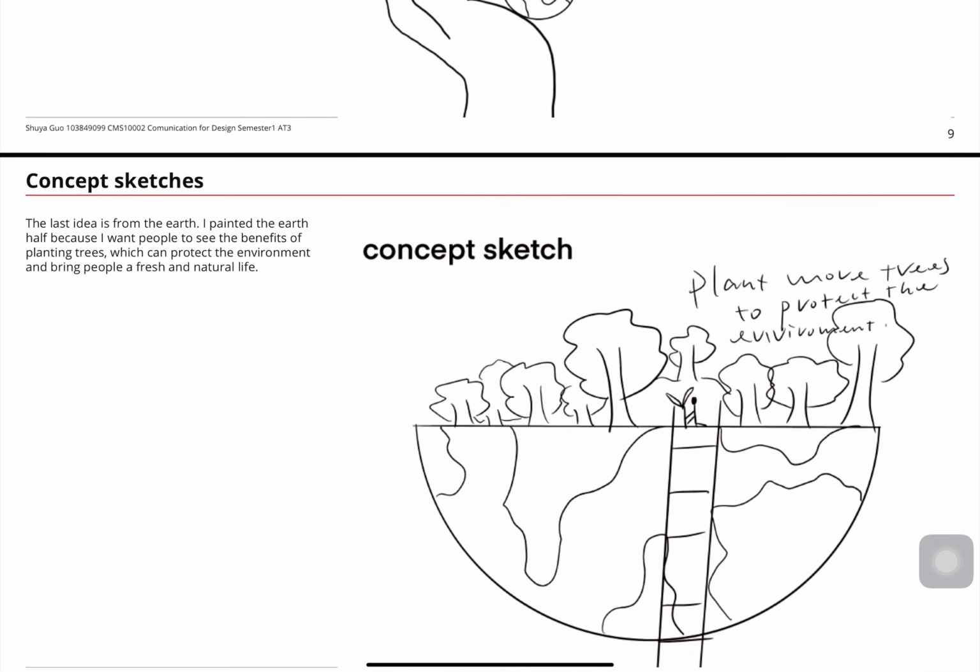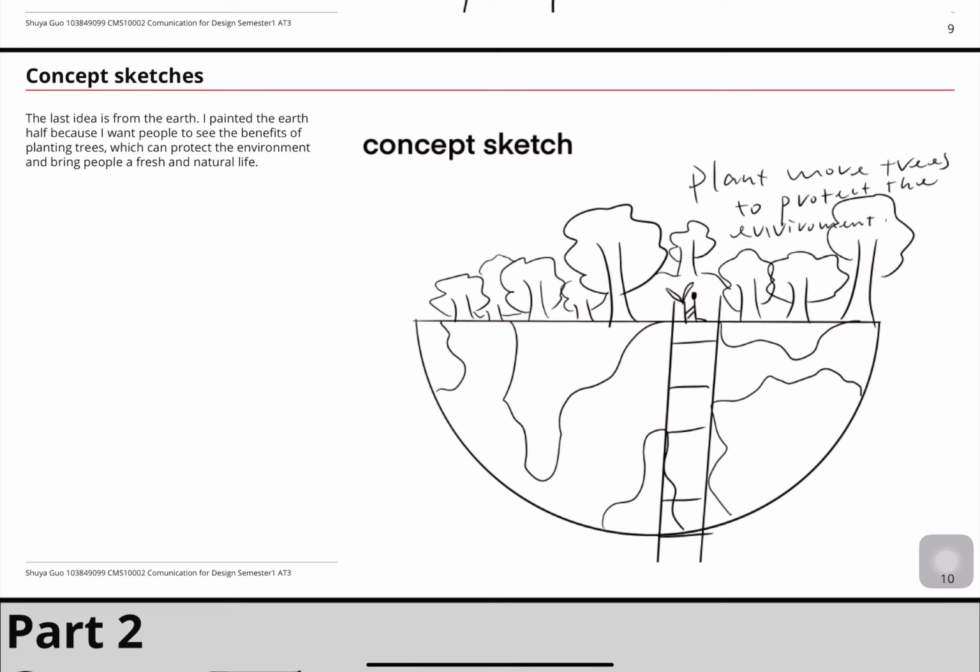And the last idea is from the earth. I planted the earth half because I want people to see the benefit of planting trees, which can protect the environment and bring people a fresh and natural life.